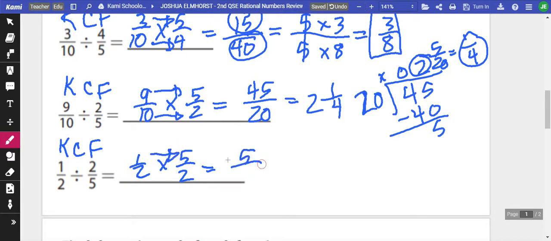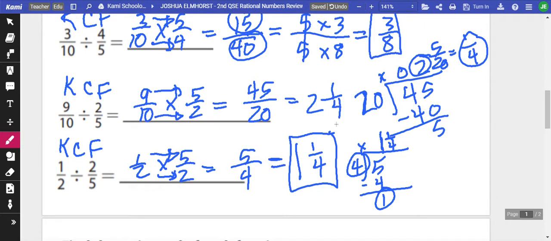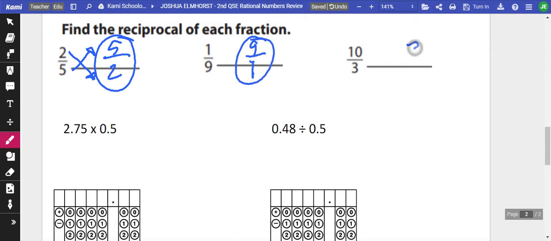1 times 5 is 5. 2 times 2 is 4. 1 times 4 is 4. And we subtract, so there's a remainder of 1 over 4. Find the reciprocal of each fraction. The 5 goes up, and the 2 goes down. That's the reciprocal. So 9 over 1 and 3 over 10. That is the reciprocal.